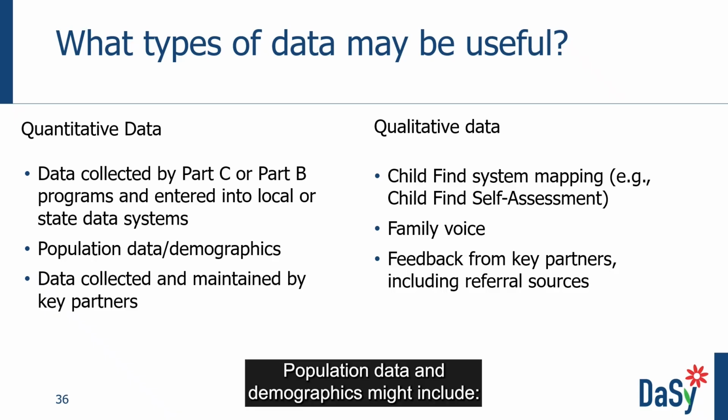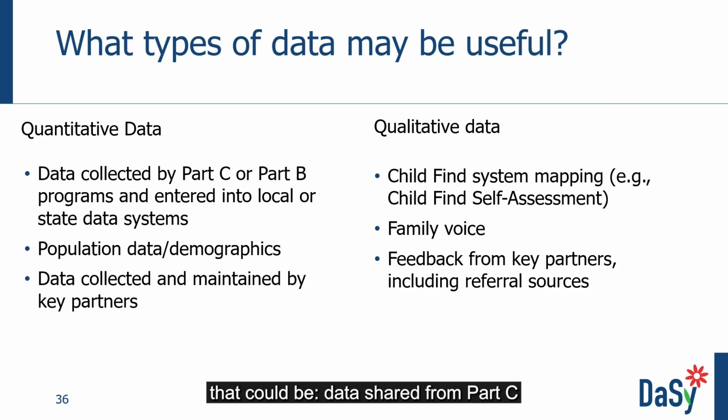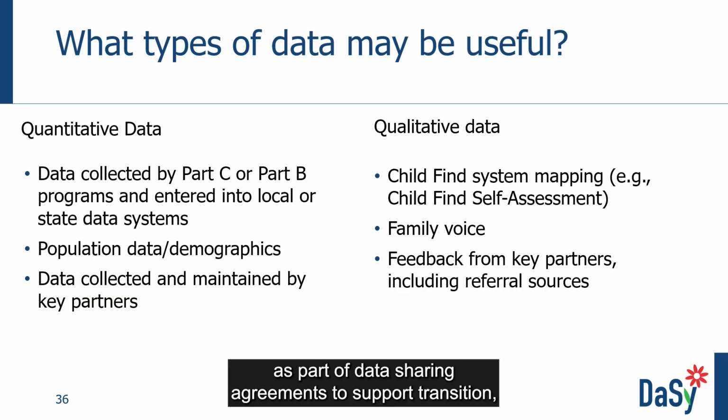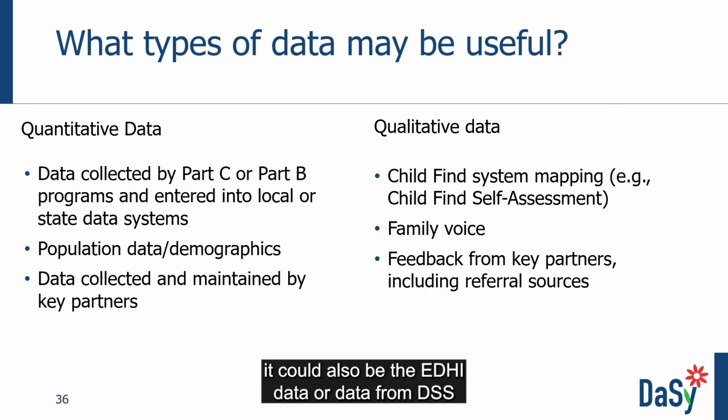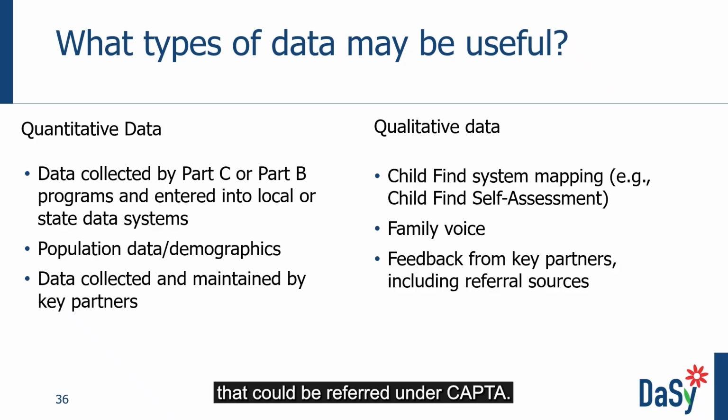Population data and demographics might include census data, birth rates, local demographics, and data collected by key partners. For Part B, that could be data shared from Part C as part of data sharing agreements to support transition. It could also be the EDI data or data from DSS on children in cases of substantiated abuse and neglect that could be referred under CAPTA.